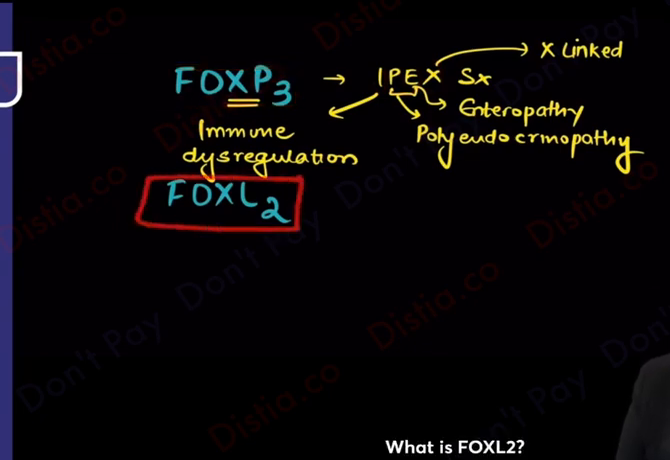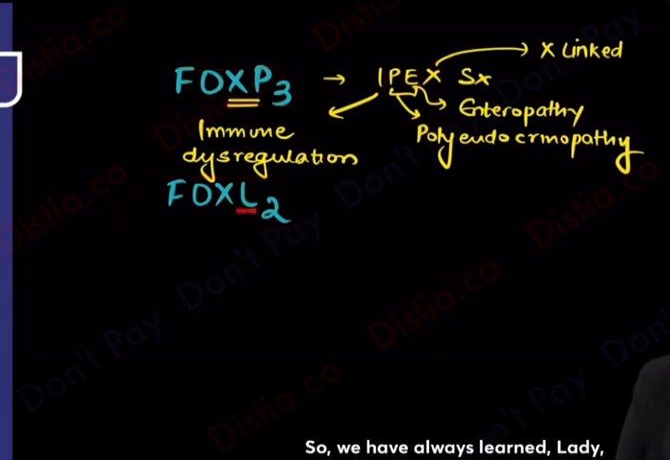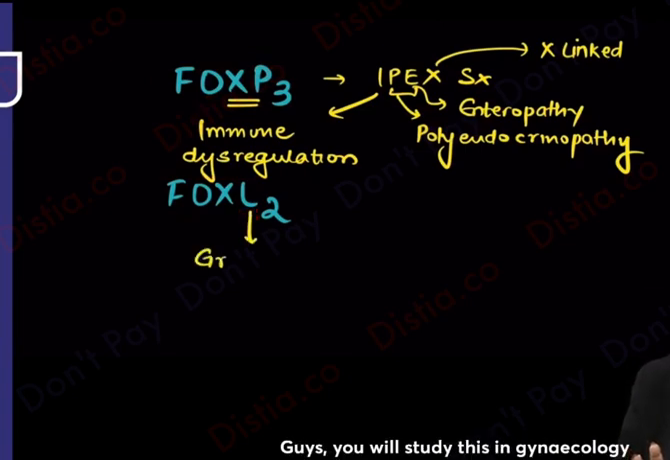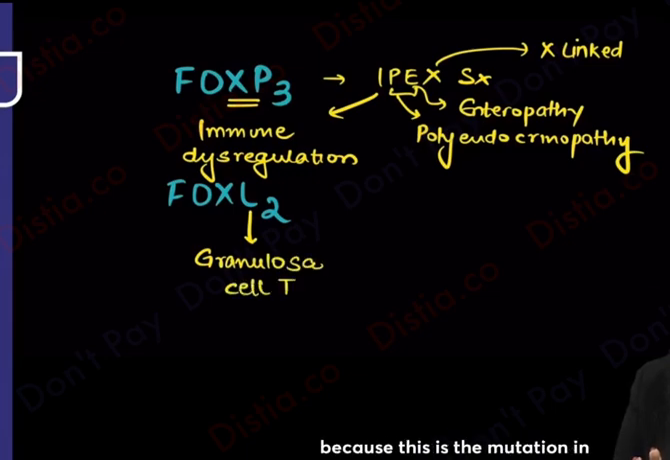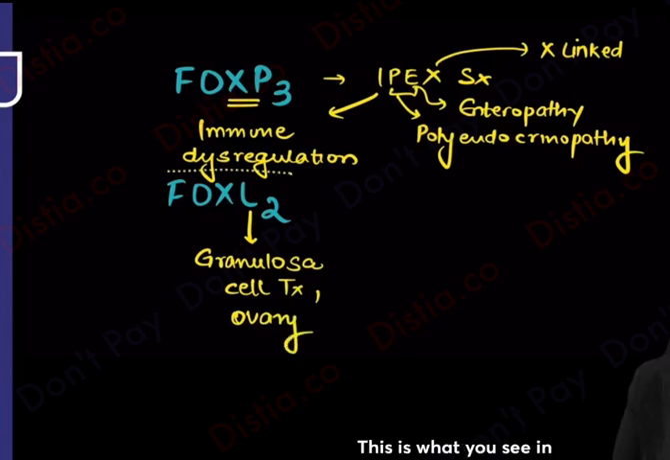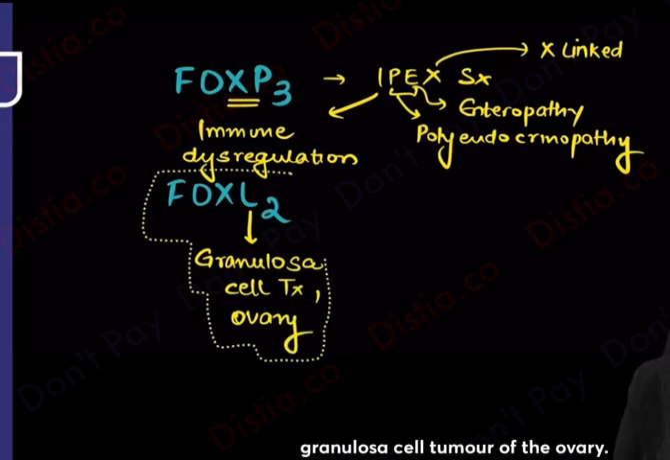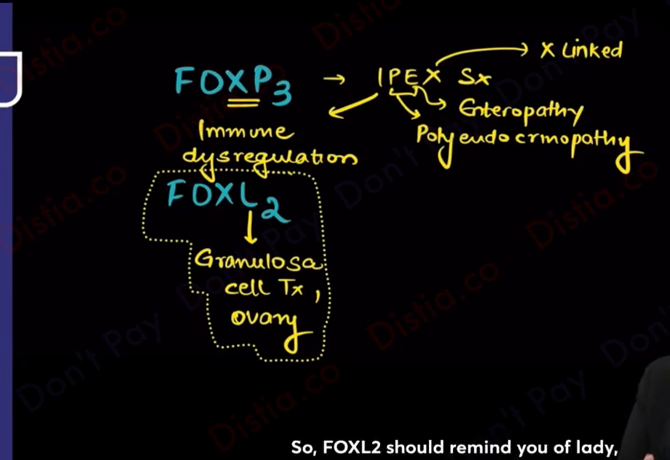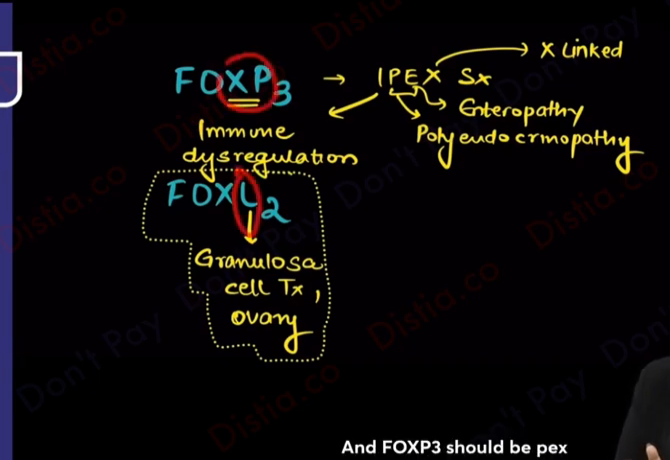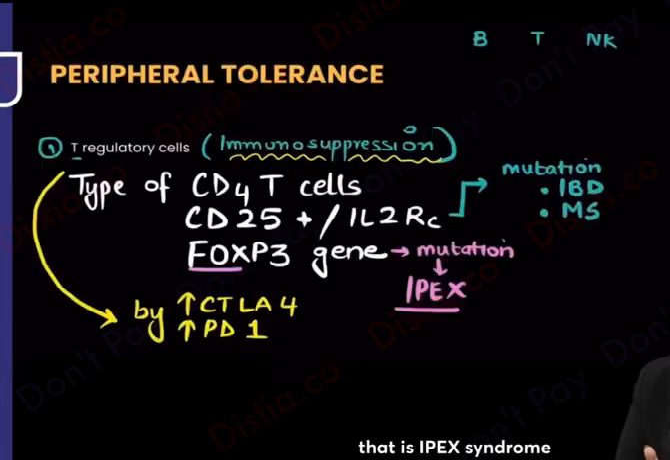What is FOXL2? So we have always learned lady, FOXL2 for lady. This is associated with the lady tumor. Guys, you will study this in gynecology because this is the mutation in granulosa cell tumor of the ovary. This is what you see in granulosa cell tumor of the ovary. So FOXL2 should remind you of lady, so ovary, and FOXP3 should be PEX, that is IPEX syndrome, and that is what you were talking about in T regulatory cells.